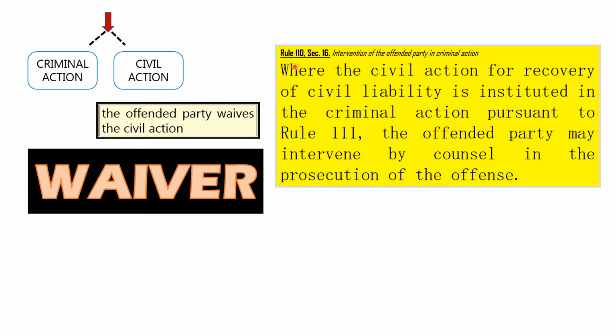Section 16 of your Rule 110, we took this up already. If you waive the civil action, then you, offended party, can no longer intervene by counsel in the prosecution of the criminal offense. Kaya ano ang strategy mo if you are the private lawyer hired by the offended party? The strategy there is mag-claim ka pa rin ng damages. Kahit maliit lang, kahit 500 pesos, kahit 1,000 pesos, or 2,000, just for you to intervene. Otherwise, hindi ka na makakapasok dyan, mag-o-object na sa'yo si counsel ng accused or si PAO lawyer. So that is the strategy.